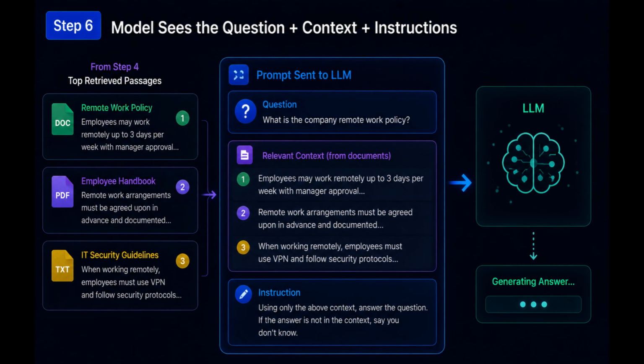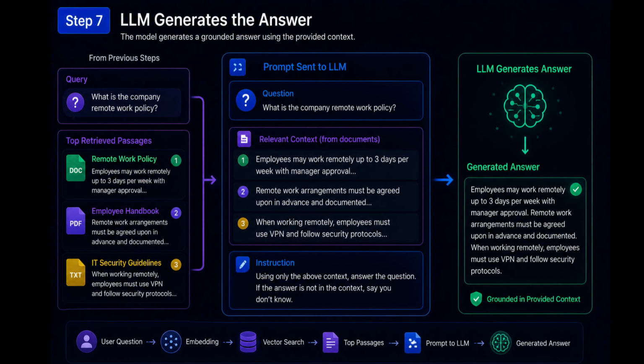So the model sees something like, here is the question, here is some relevant context pulled from your documents, now generate an answer using only this information. The model then generates its answer, hopefully grounded in that provided information instead of any hallucinated guess. This is powerful because it lets your AI use up-to-date domain-specific knowledge without modifying the model itself.